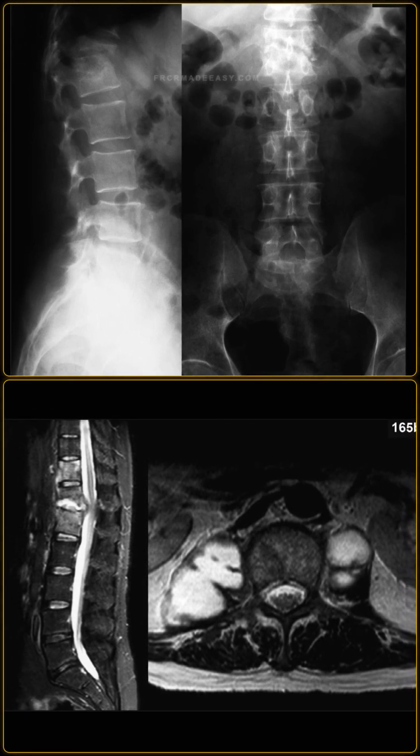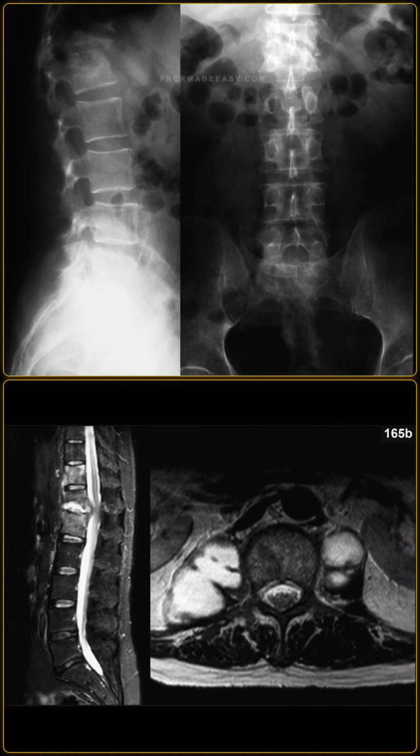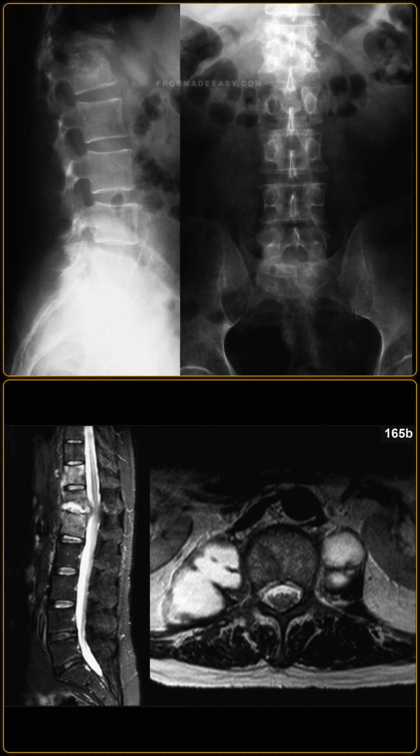Finally, I would suggest planning CT-guided aspiration of the psoas abscess for mycobacterial culture and acid-fast bacilli staining to guide anti-tuberculous chemotherapy, and referring for spinal stabilization if instability is present.